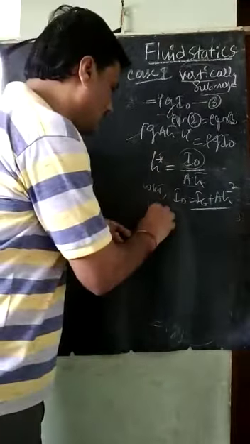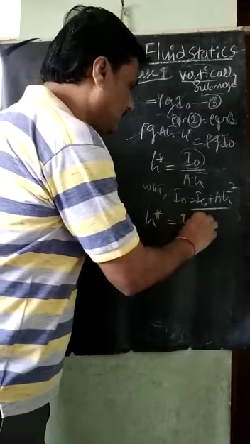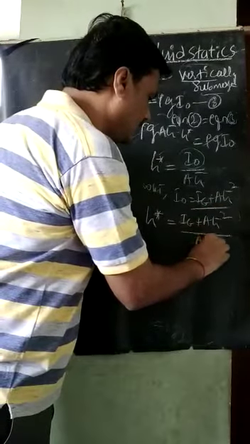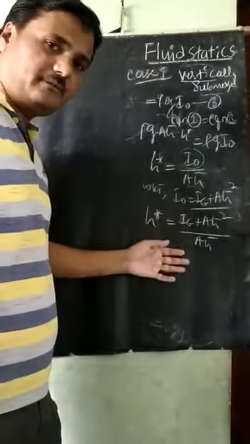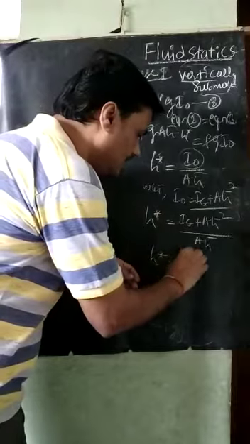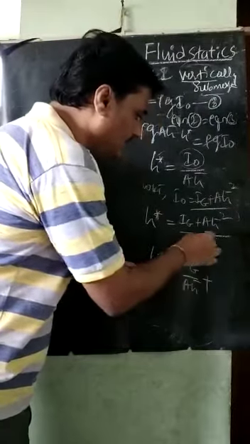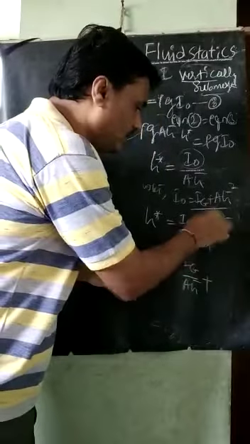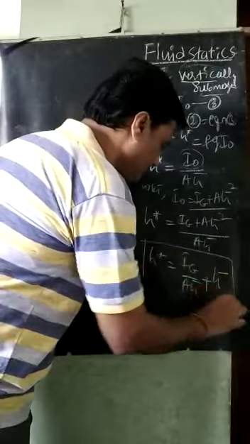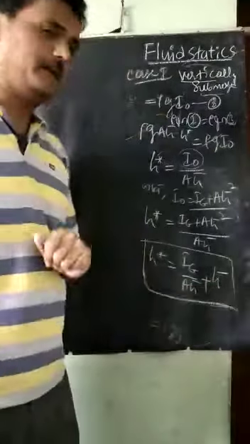So what will I get here now? H star is equal to Ig plus A H bar square divided by A H bar. If I simplify this, H star is equal to Ig divided by A H bar plus, here this A will get cancelled, one H bar will get cancelled, plus H bar. This is the final equation for H star.